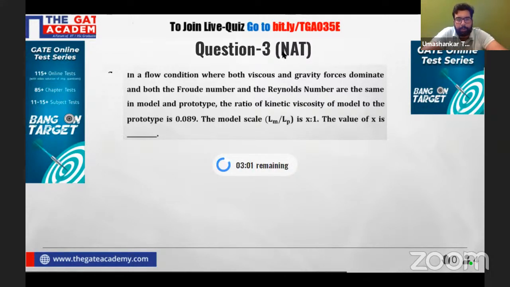So in a flow condition where both viscous and gravity forces dominate, and both the Froude number and Reynolds number are the same in the model and prototype, the ratio of kinematic viscosity of model to the prototype is this. The model scale Lm by Lp is x is to 1. Find the value of x.